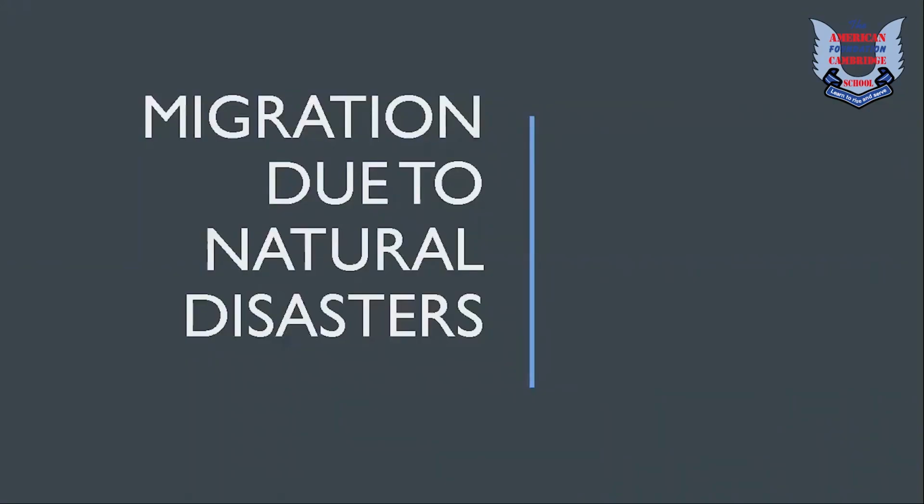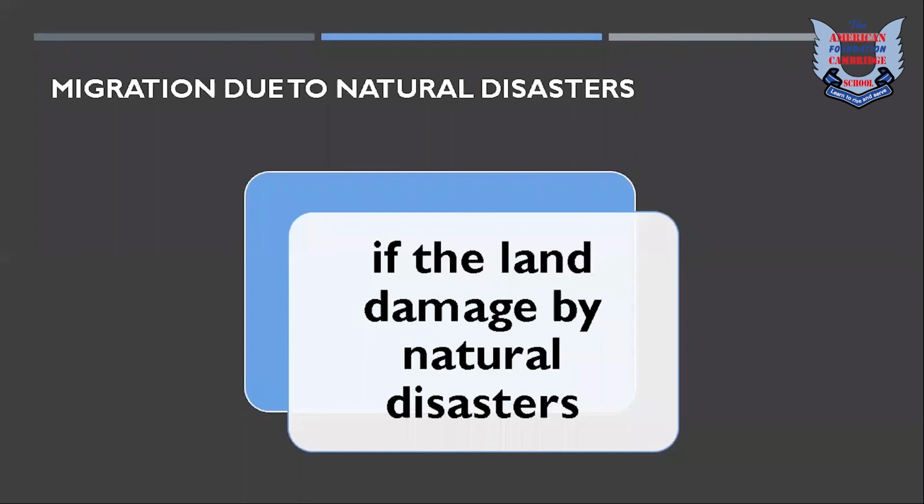Migration due to natural disaster. People also migrate if the land or the place where they are living initially has been damaged by natural disasters such as floods, droughts, earthquakes, or pollution.